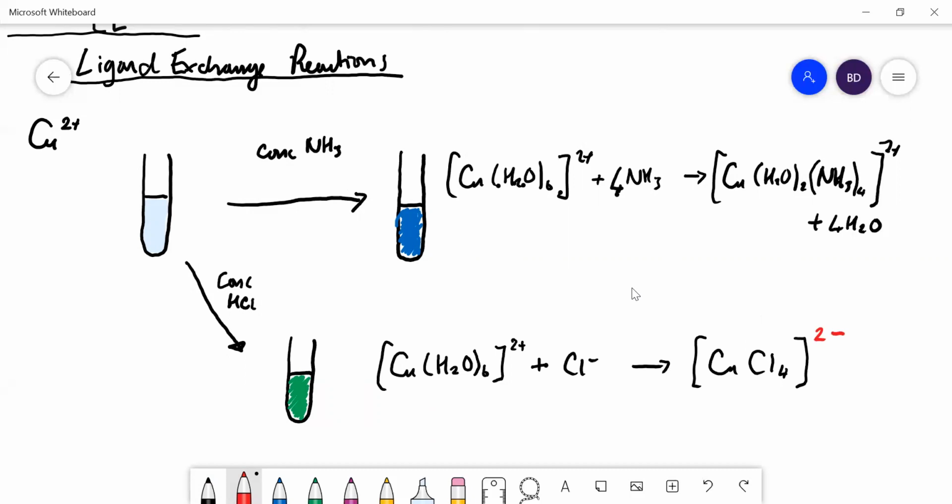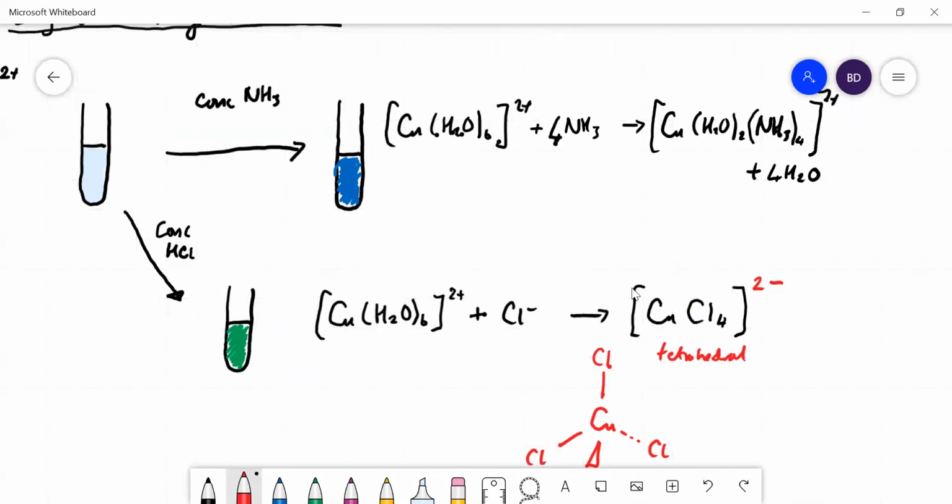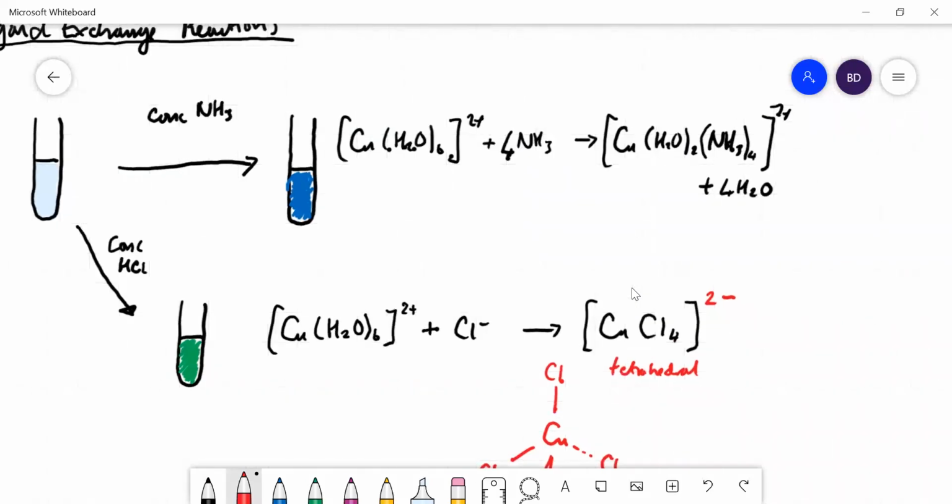And the shape of this is tetrahedral. So you've got your central copper ion there. You'd have one, they're in the same plane, but one coming towards you, one chloride, and one going away from you. So we should do dotted line for that one. Okay, so you get a tetrahedral complex, whereas we said this one up here is still octahedral.